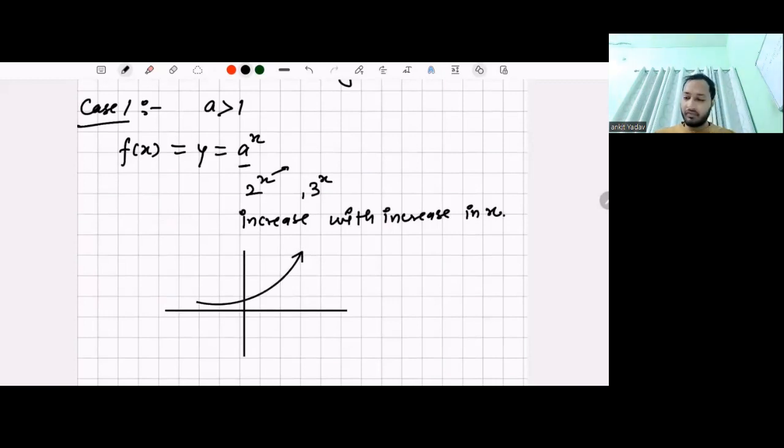ठीक है, this is y is equal to a^x, ठीक है, where a is greater than 1 का function is 0 1, okay, x axis y axis. So this is the graph of y is equal to a^x when a is greater than 1.